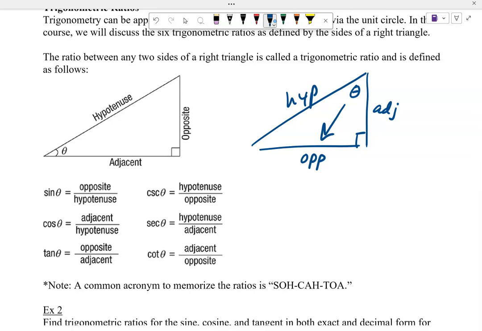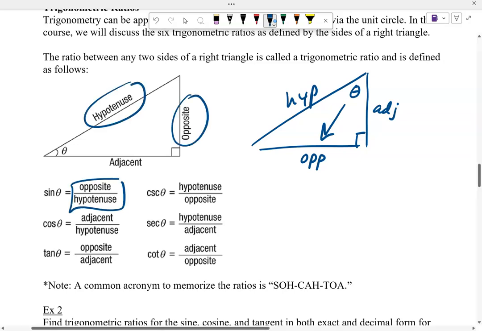Now, the 6 trig ratios say the sine of theta is the opposite side over the hypotenuse. It's that ratio. If the opposite is 3 and the hypotenuse is 5, the sine of theta would be 3/5, 3 over 5. The cosine of theta is the adjacent side over the hypotenuse. So if the adjacent side was 4 and the hypotenuse is 5, the cosine of theta would be 4/5, and so on.